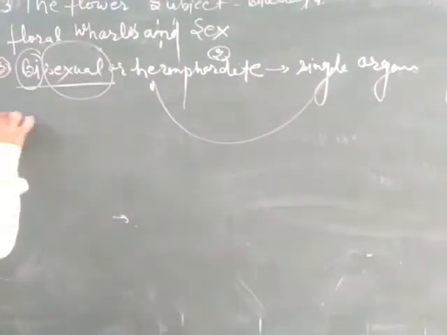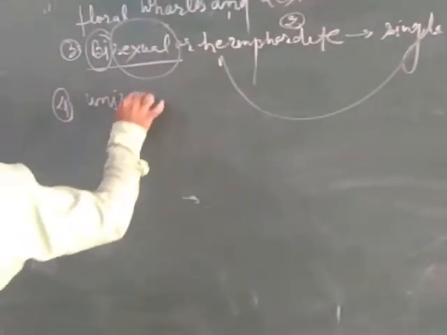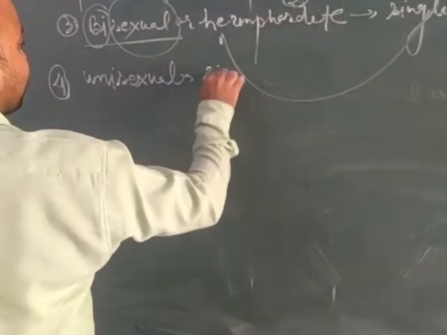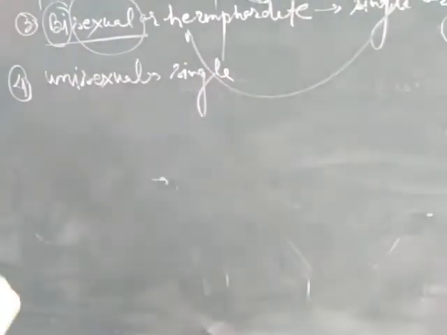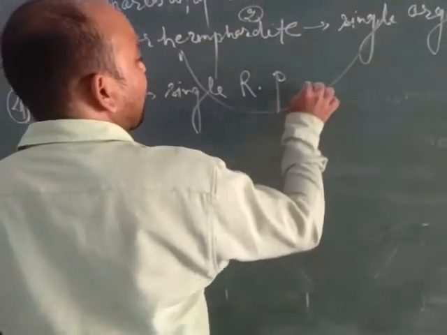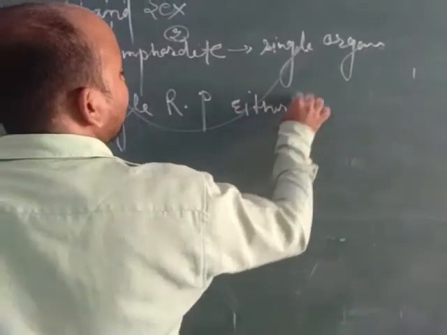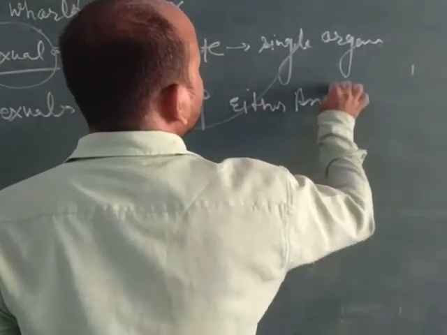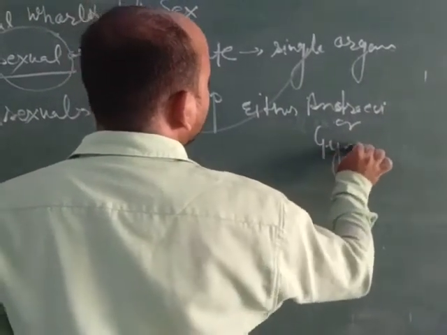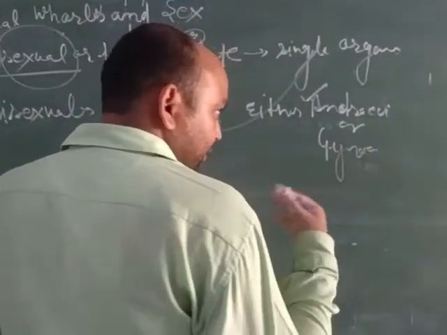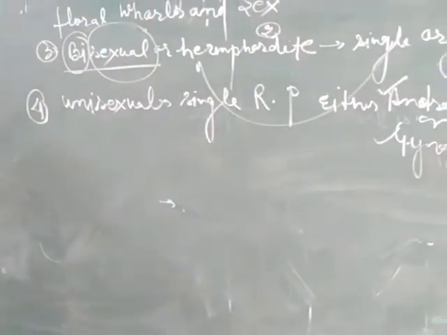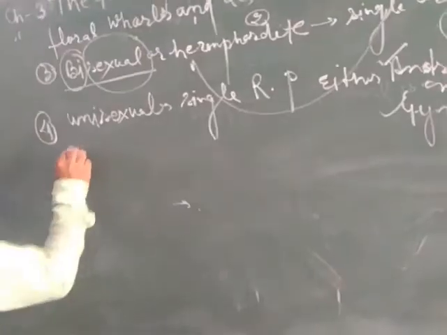Next is unisexual, meaning the flower contains only a single reproductive part, either androecium or gynoecium. A flower which contains either androecium or gynoecium is called a unisexual flower. Now dear students, there are a few more terms.